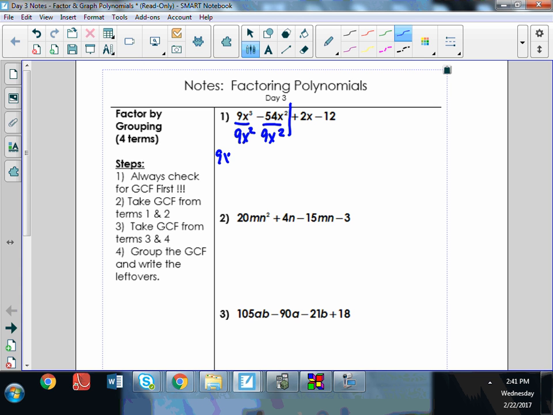In the front, I'm going to put my 9x squared, and in parentheses, I'm going to put what would be left when I factor that out. Good. I have x, and then minus 6, and the x squareds match. Okay, you guys good with that? Yes, questions?